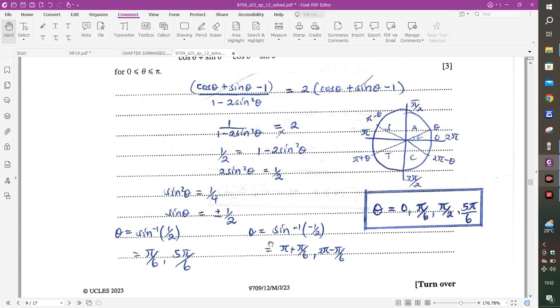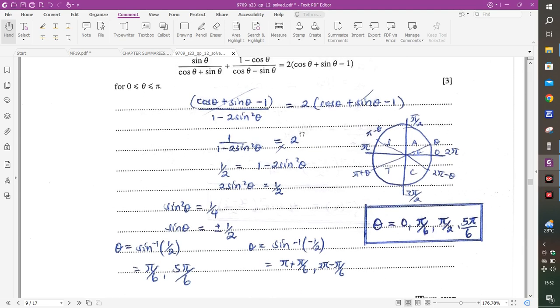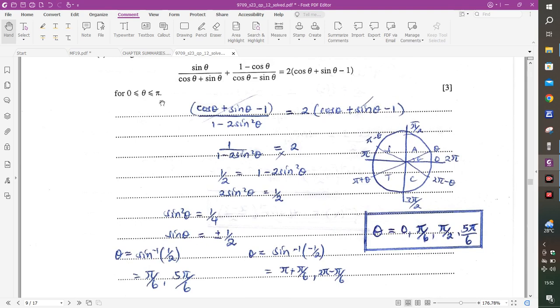But these ones, we don't need them, because based on the interval given here, the domain we have here, the angles beyond 180 don't fall into this domain.